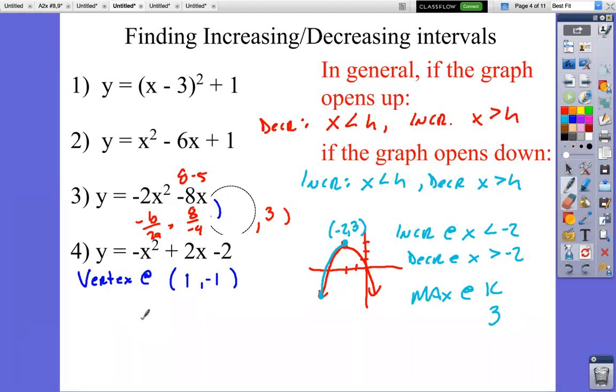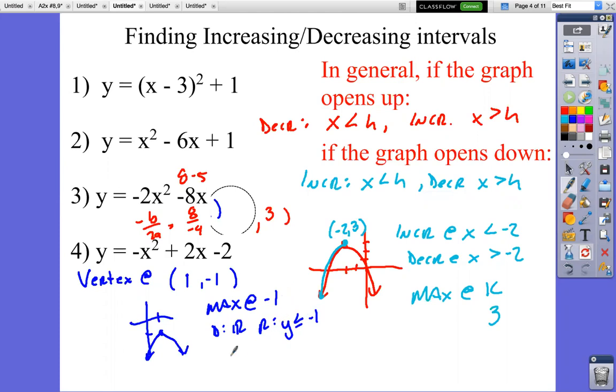Does it open up or open down? Down. All right. So what's my maximum value or minimum value? Maximum of -1. Perfect. My domain is all real numbers. My range would be Y is less than or equal to -1. Perfect.